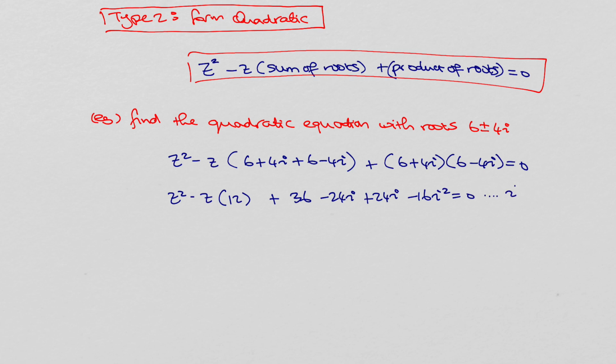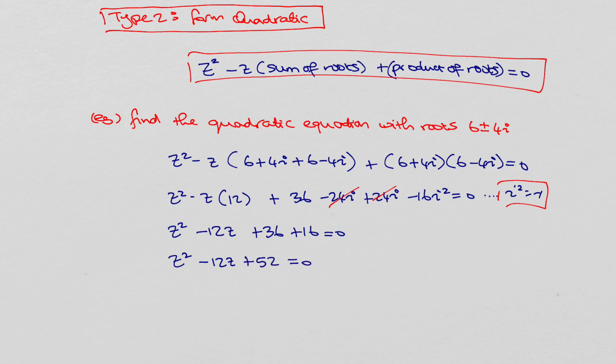So again, we always remember i squared is minus 1, which will always be given to us in the Leaving Cert. So simplifying that out, we have minus 12z, and then we have 24 minus 24 is 0. And of course, then we have 36 minus 16i squared. Well, minus 16 times minus 1 is going to become plus 16. So that gives me z squared minus 12z plus 52 equals 0.